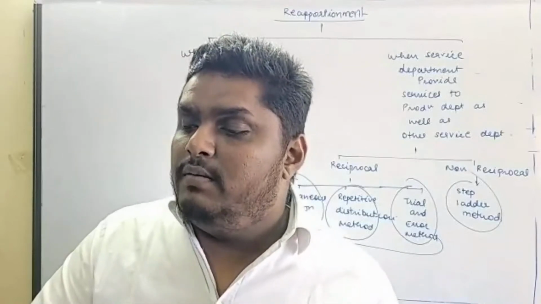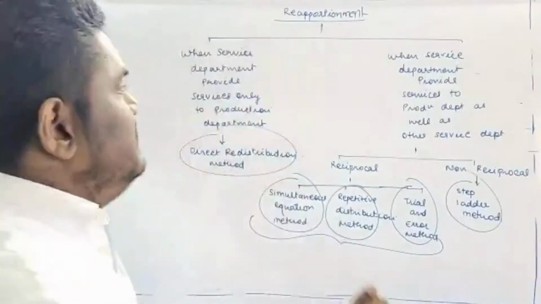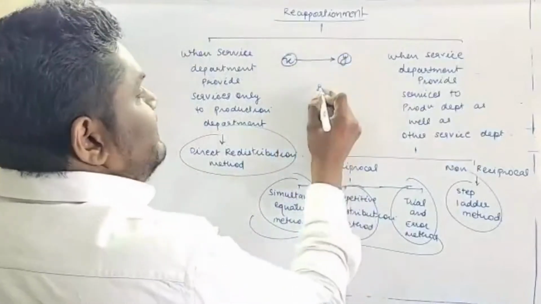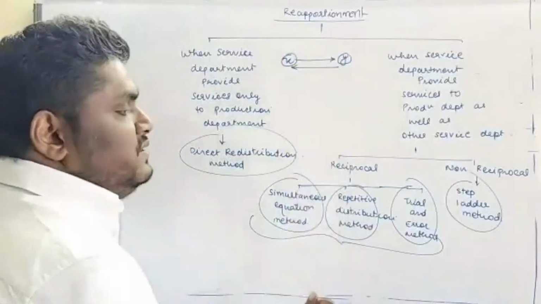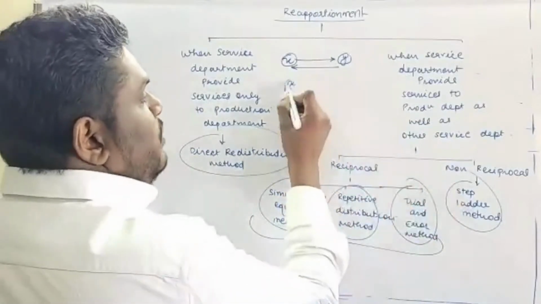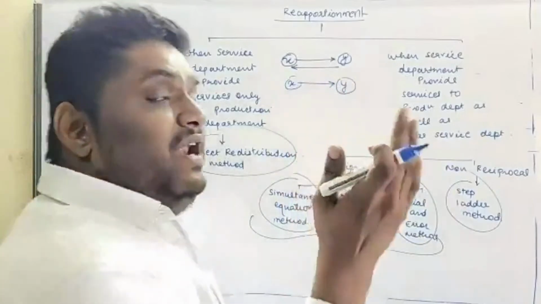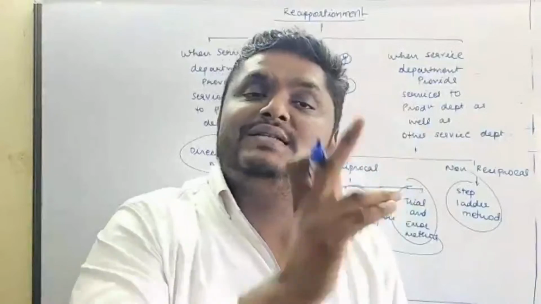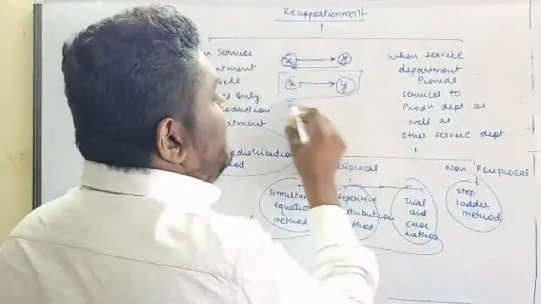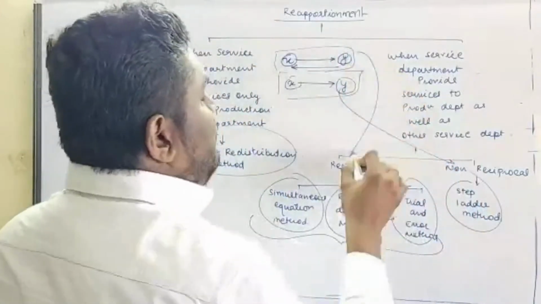Reciprocal method, Mr. Parth Sarthi. See, there are two service departments, let's say X and Y. X is providing services to Y, and Y is providing services to X. That is the reciprocal method. But in the non-reciprocal method, let's say X and Y, X is providing services to Y and Y is not providing services to X. It is providing services only to the production department. So this is the case of non-reciprocal, and this is the case of reciprocal.